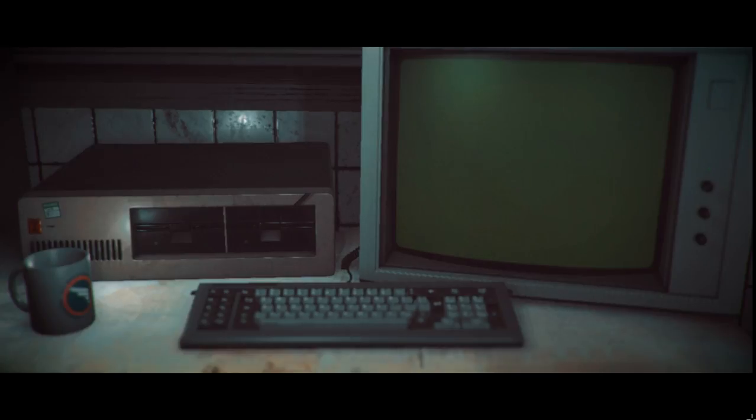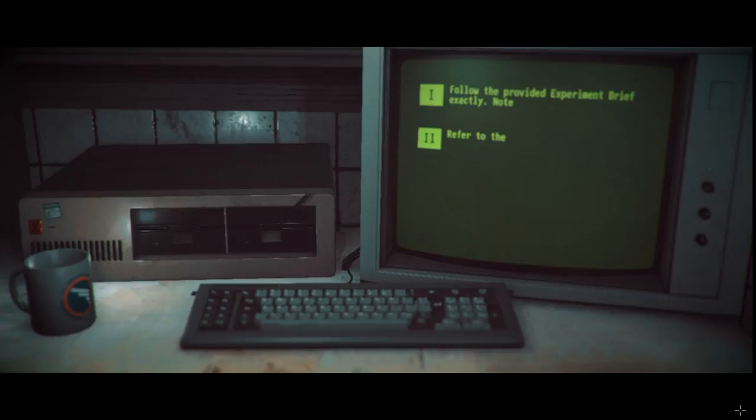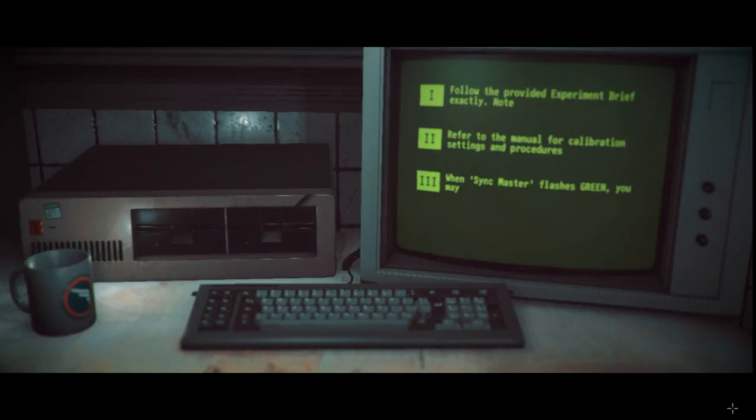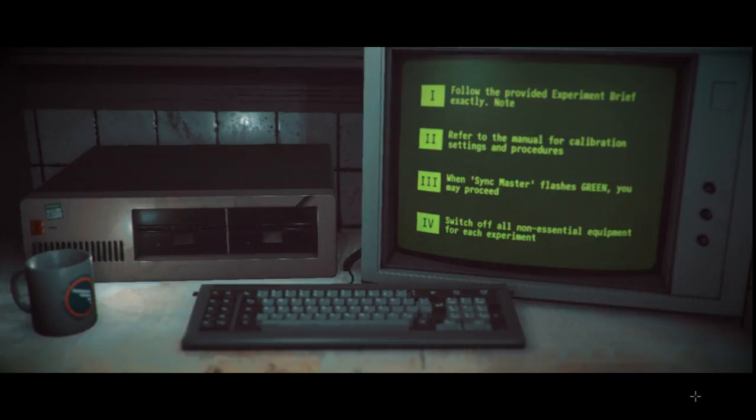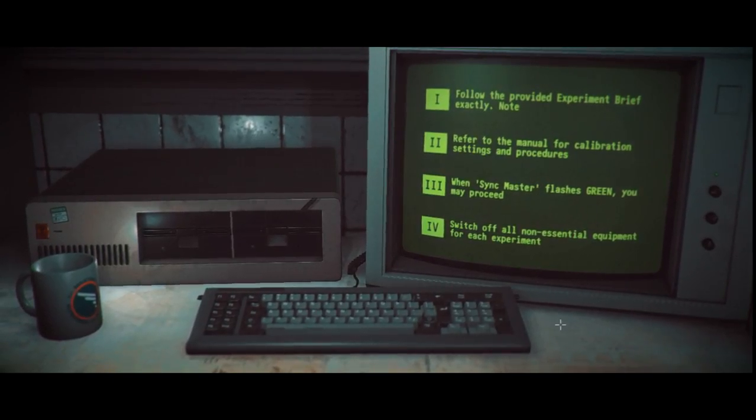Mr. Agent, instructions for each stage will come through to your terminal, and we need you to follow them exactly. Now, some of this may be unfamiliar, so always reference the manual on your terminal for guides on calibration and procedure. Once you've calibrated equipment to match our brief, the green light will flash, allowing you to trigger the experiment. One last thing. Ensure that any equipment non-essential to the current experiment is switched off. You cannot proceed until your calibration matches ours. When you're ready, let's bring this back.